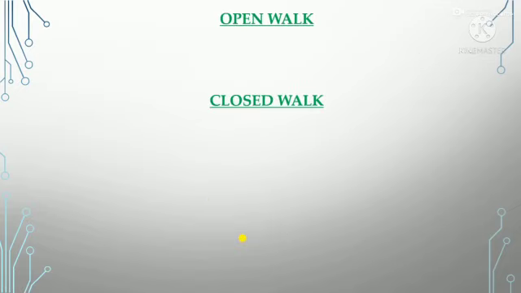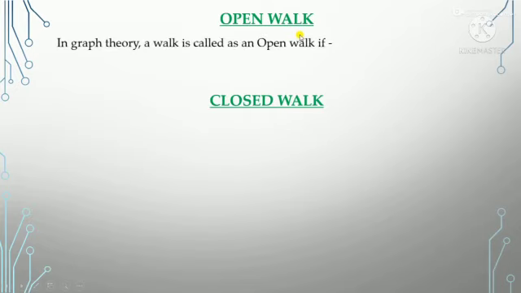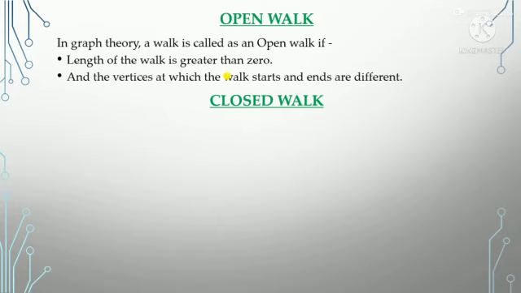Now we have two types of walks, open walk and closed walk. First of all, what is an open walk? A walk is called an open walk if the length of the walk is greater than 0. What does it mean? It means we have some length, some vertices and some edges. And second, the vertices at which the walk starts and ends are different. So our walk is an open walk if the starting vertex and the last vertex are different.